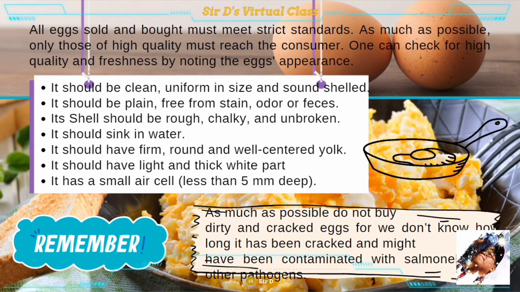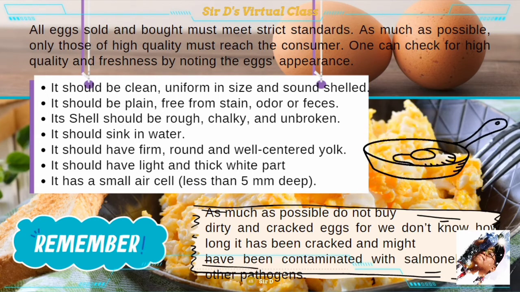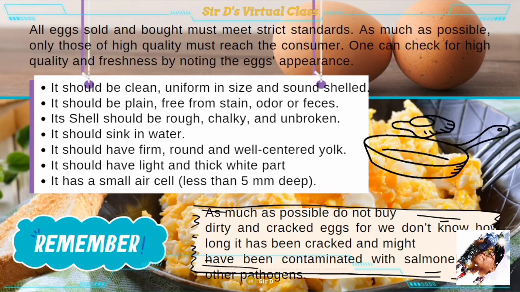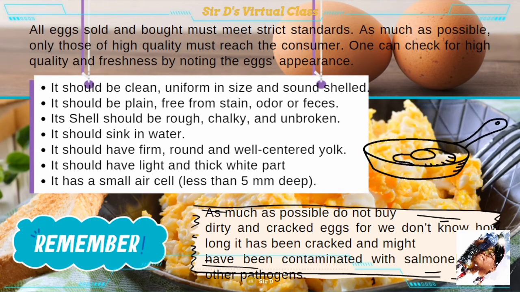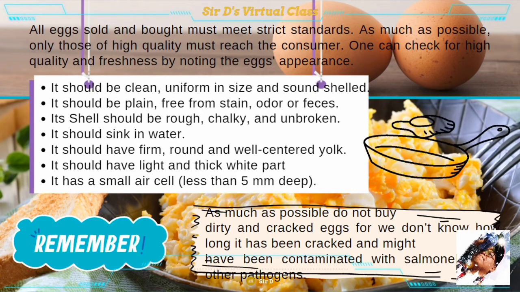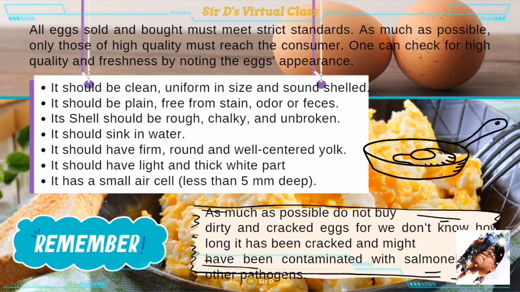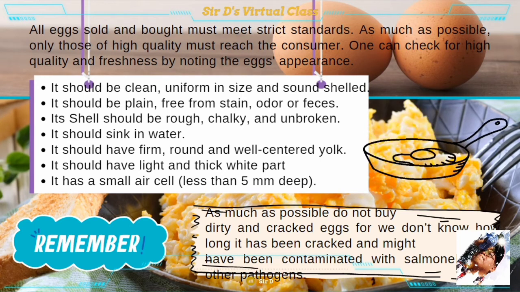Now, let us do more of this. The following can be used to note the egg's appearance. It should be clean, uniform in size, and sound shelled. It should be plain, free from stain, odor, or feces. Its shell should be rough, chalky, and unbroken. A common practice: the egg should sink in water.